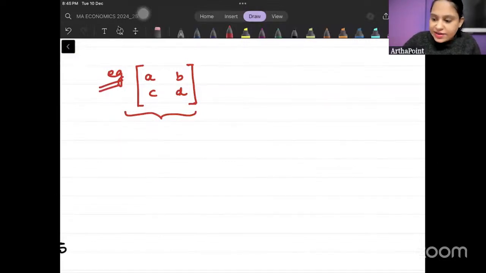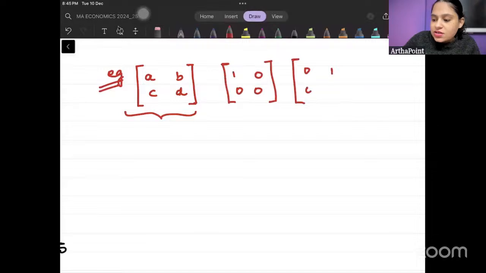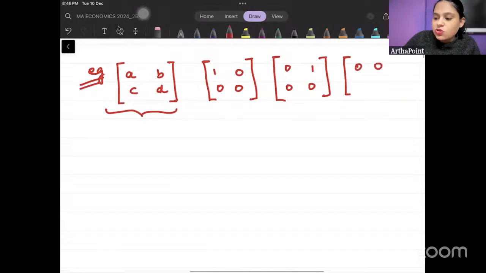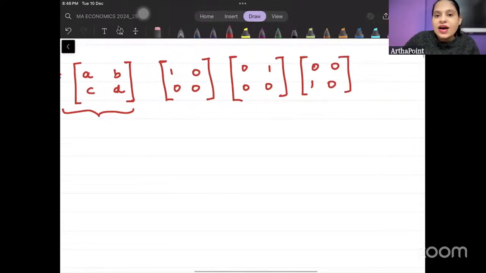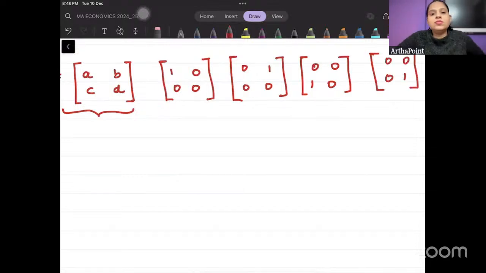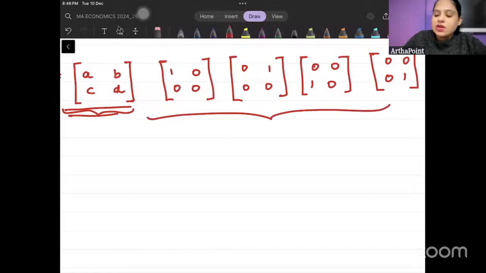So we have 4 standard matrices, right? The first one is 1, 0, 0, 0. The second one is 0, 1, 0, 0. The third standard matrix is 0, 0, 1, 0. And the last standard matrix is 0, 0, 0, 1. So we always want to create a given matrix as a linear combination of these matrices.